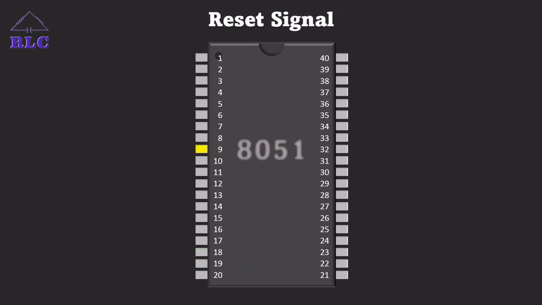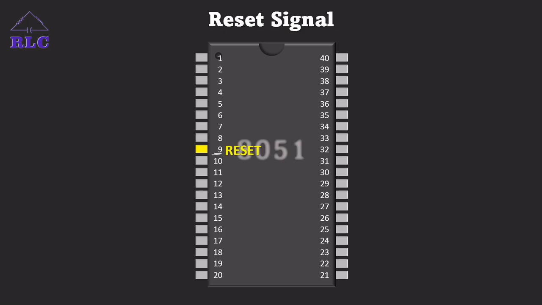Now, the reset signal. When we are working with a program that is being executed, if there is any error, or if we get stuck at one point, or we are not getting the proper output due to wrong code or any other reason, we need to reset. Or if we want to start from the beginning, we will be resetting things. To reset, 8051 has a pin at number 9, which is the reset pin.